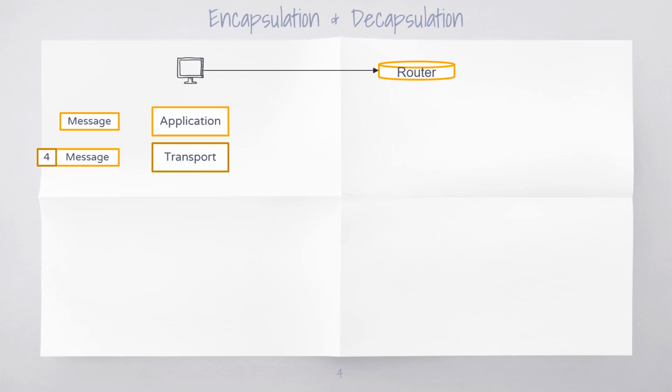So it adds layer-specific information. This is the process we call encapsulation. So the message is encapsulated inside either a segment or a datagram. This segment or user datagram is then given to the network layer.